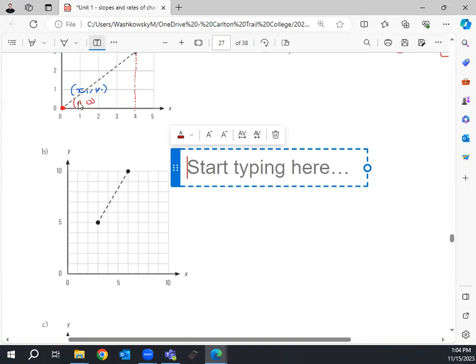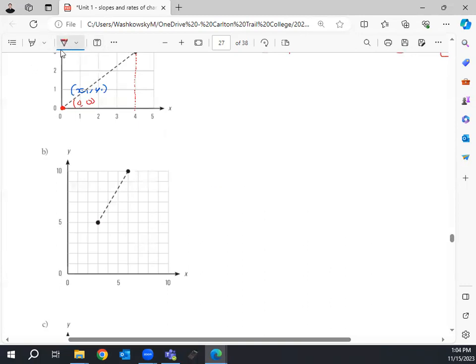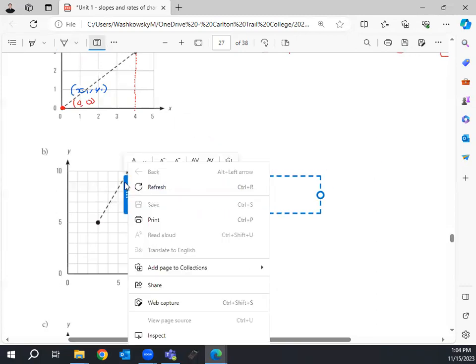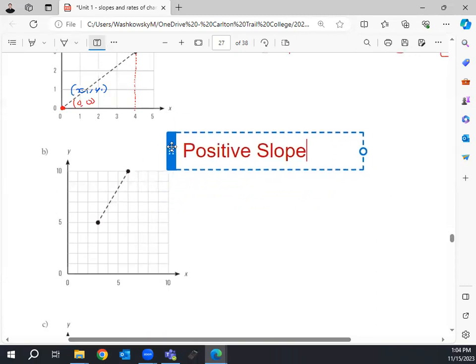Yes, that's absolutely right. At zero, it's really high. So first off, this is a positive slope because we already established as we read it from left to right, it goes up.